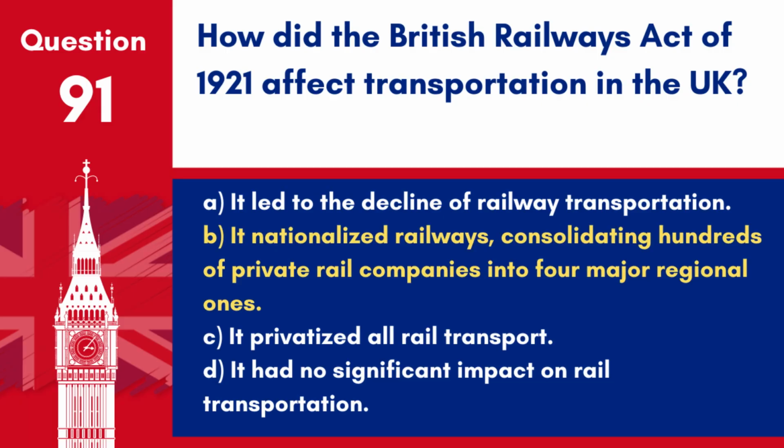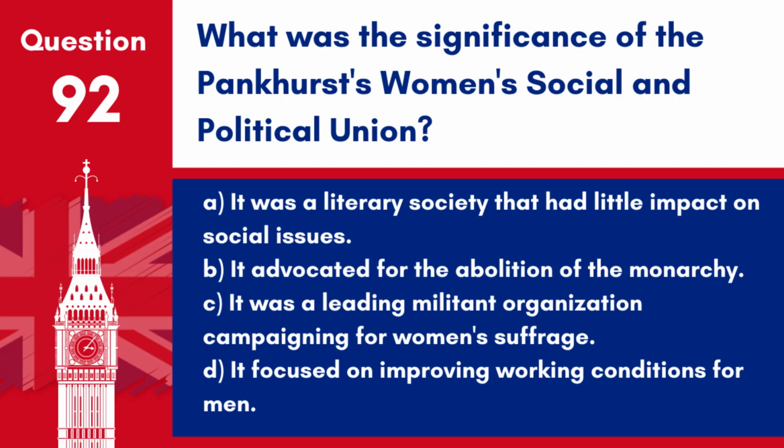Answer: B. It nationalised railways, consolidating hundreds of private rail companies into 4 major regional ones. The British Railways Act of 1921 was significant for reshaping the railway industry in the UK, leading to greater efficiency and coordination in rail services. Question 92. What was the significance of the Pankhurst's Women's Social and Political Union?